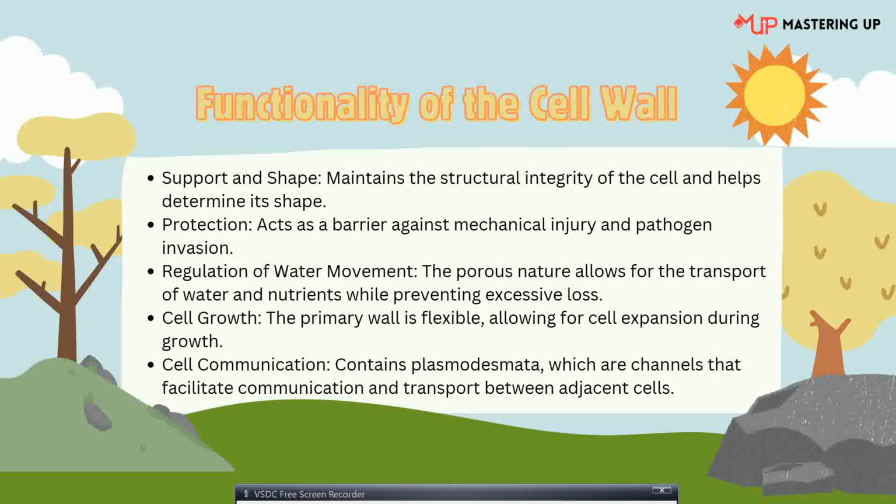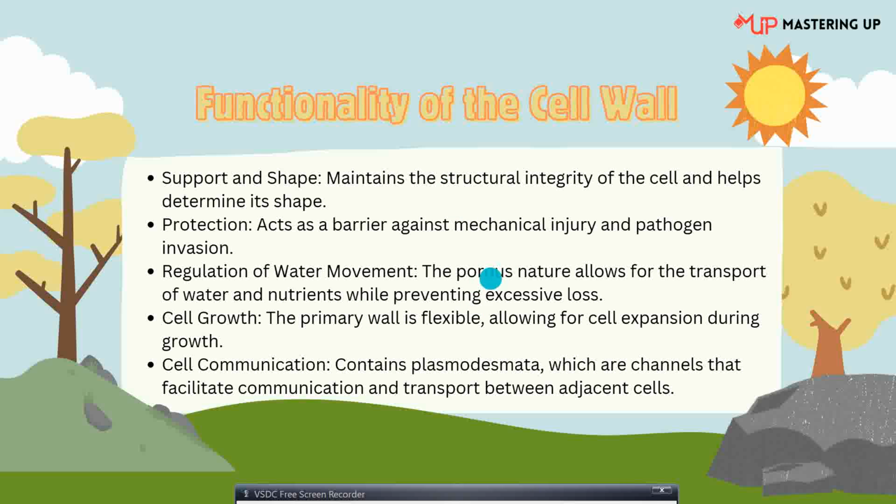These are the functions of the cell wall. Functionality of the cell wall is just the simple thing that we discussed in all these slides. They give support and shape. They maintain the structural integrity of the cell and help to determine its shape. Then protection: a barrier against mechanical injury and pathogen invasion, and regulation of water movement. The porous nature allows for the transport of water and nutrients while preventing excessive loss.